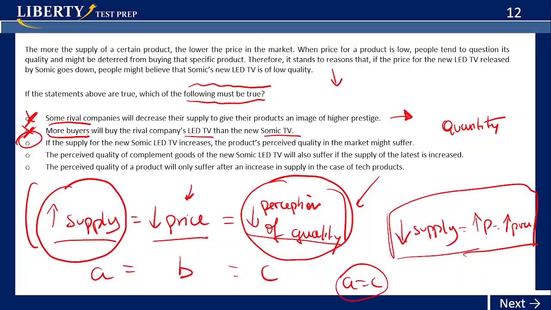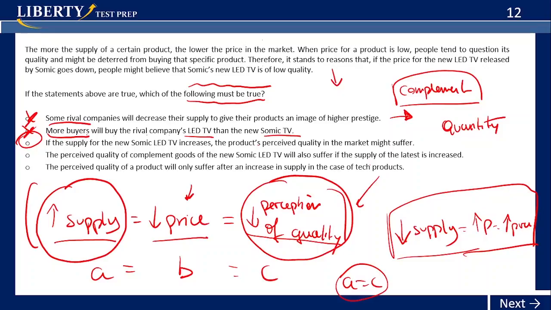Letter D, the perceived quality of complement goods of the new Somic LED TV will also suffer if the supply of the latest is increased. Now, they are talking about complement goods. Complement goods are things that go along with the TV, right? I don't know, maybe some sort of a DVD player or something like that. Now, how do we know they are going to suffer? I mean, if you know some economic theory, you know that whenever the sales of the main product, in this case the TV, go down, the sales of the complements might also go down because that's one of the factors.